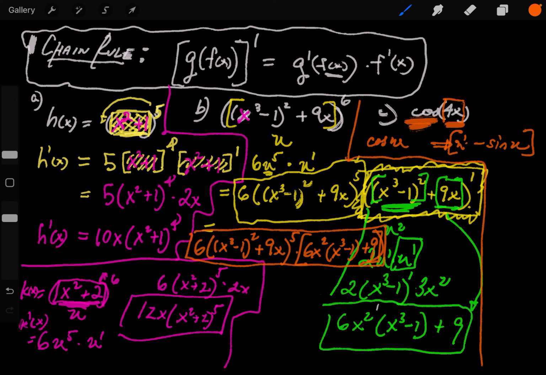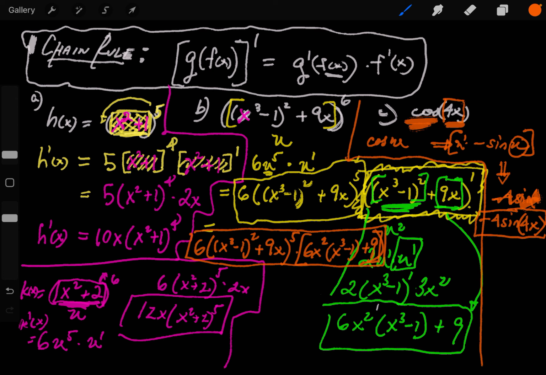What is it in this case? So u, remember I made 4x, and then the derivative of 4x, convince yourself that it's 4. So at the end of the day, all of this will just simplify to negative 4 sine 4x. Negative 4 sine 4x. Okay, and this is your final answer.